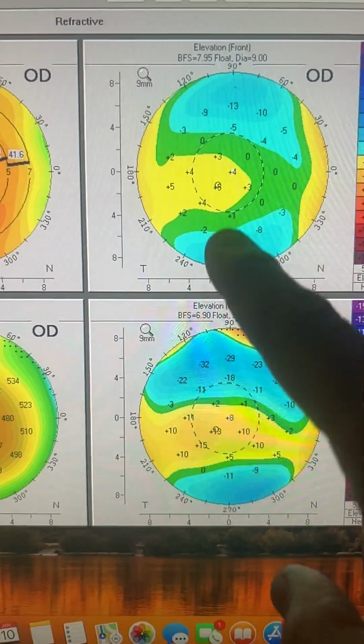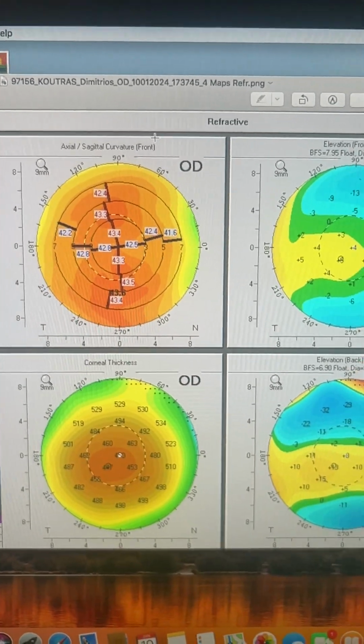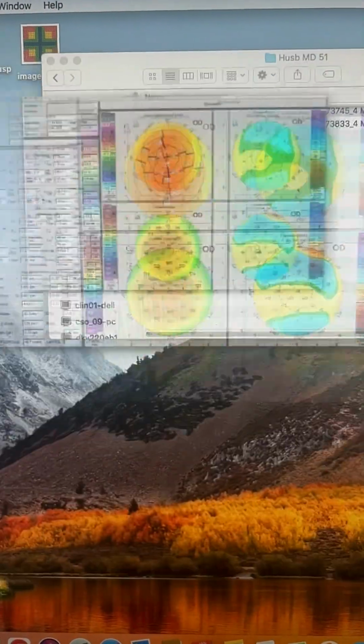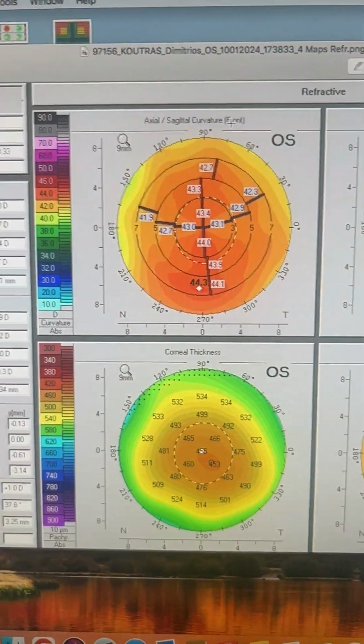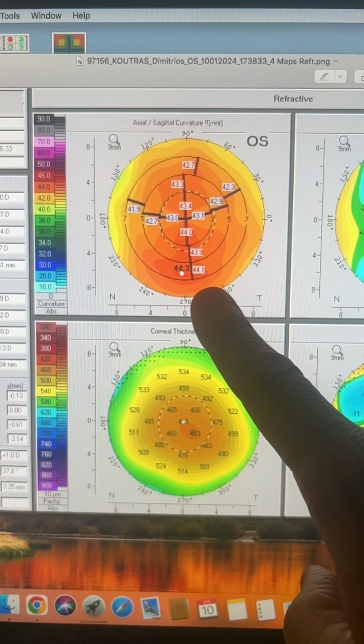Anterior, posterior elevation look perfectly normal. Topography looks normal. Is this keratoconus? Let's look at the other eye. Same patient, the other eye. Very similar. Almost normal total cornea curvature.